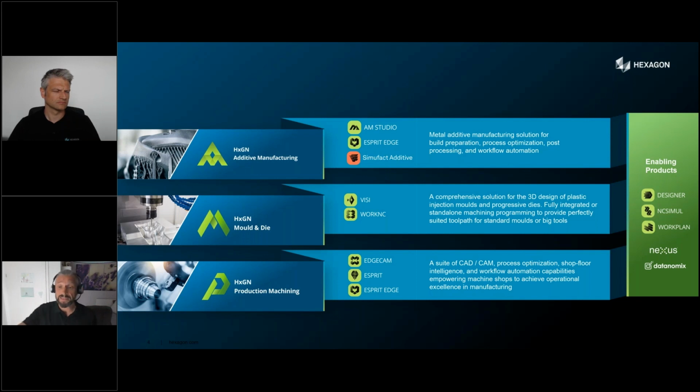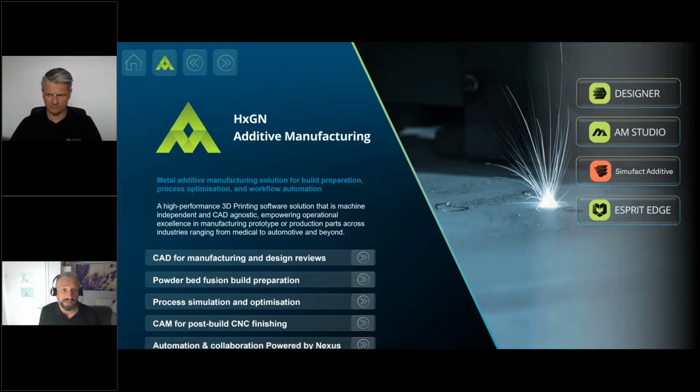So then we dig deeper into these issues. But today it's the additive manufacturing suite. So, a metal additive manufacturing solution for build preparation, process optimization, and also workflow automation. We have a high performance 3D printing software solution that is machine independent and CAD agnostic, empowering operational excellence in manufacturing prototype or production parts across industries ranging from medical to automotive and beyond.